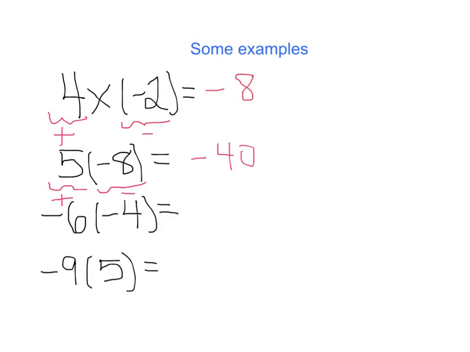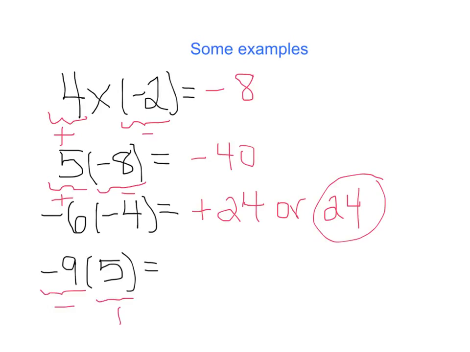In the next one, I have a negative times a negative, so I know that will give me a positive answer. And 6 times 4 is 24, so I get positive 24, or I can just write 24. It's preferred, if you have a positive integer or a positive number, to leave out the plus sign. And then the last example, I have negative 9 times 5. So again, a negative times a positive number, so my answer will be negative. And 9 times 5 is 45, so my answer is negative 45.